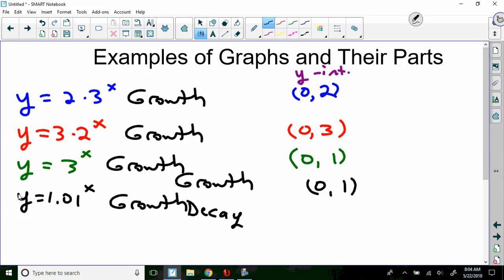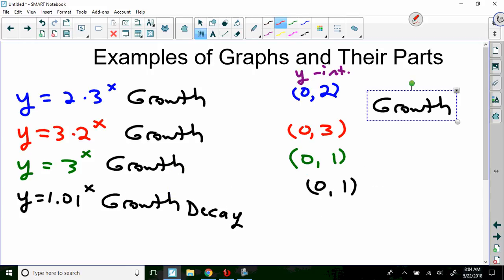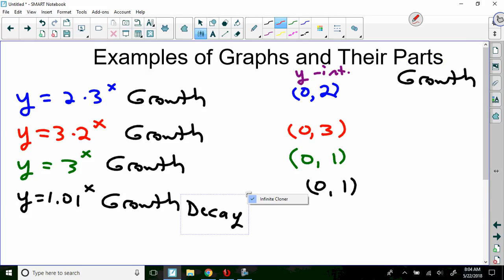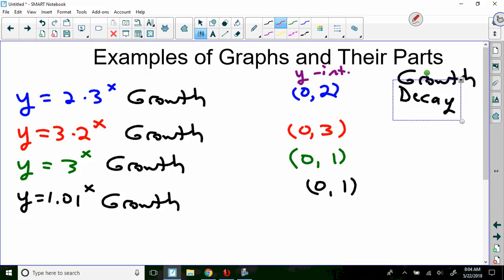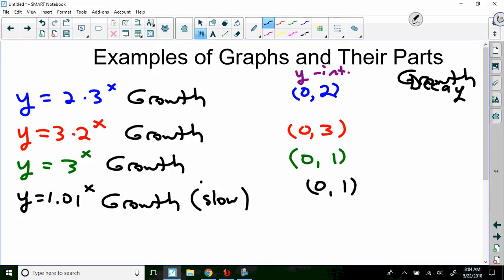But it's growth, and let me get these growth and decay things out of the way. Got in the way there for a minute. The infinite clone thing. But it's growth, but it's really slow, or really gradual or slow growth.